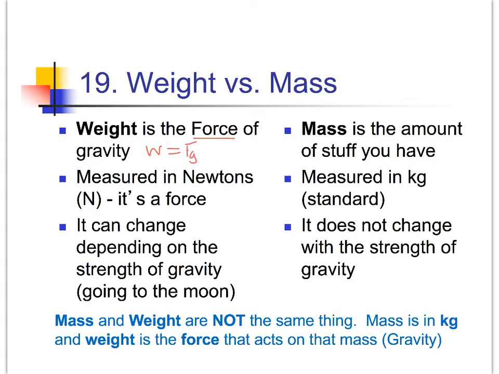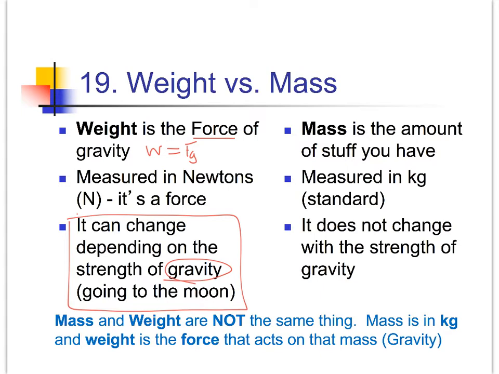All right, it's measured in newtons since it's a force. Okay, and weight actually changes depending on the strength of gravity. That's a big distinguishing characteristic between weight and mass as well. All right, if you go to another planet, the moon, Jupiter, whatever, your weight will change. The force of gravity acting on you will change because G, that 9.8 on Earth, that number will change.